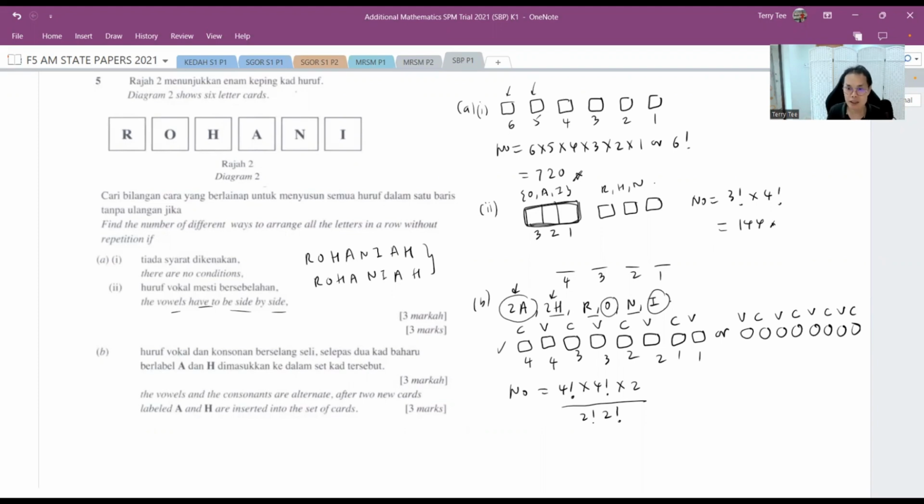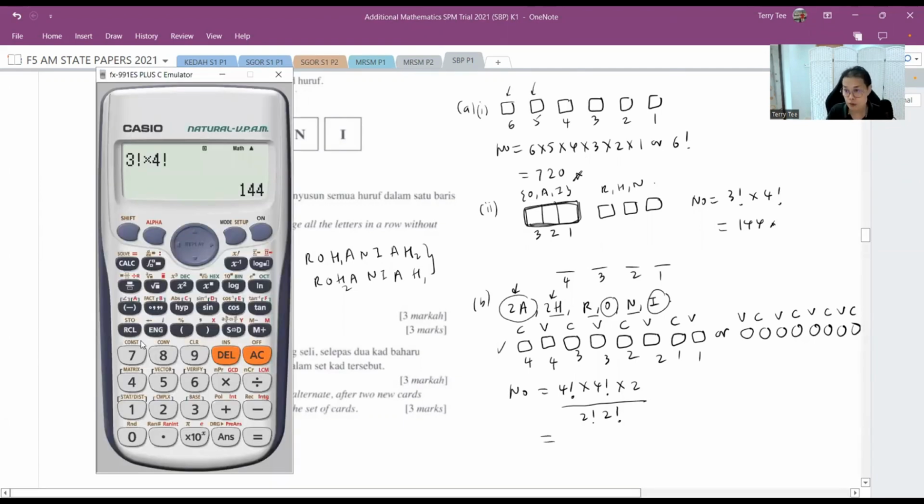That's why we're going to divide by 2 factorial to cancel out the number of identical arrangements for the 2 letter A. But we're going to do the same for the 2 letter H. This is H1, H2. This is H2, H1. They appear to be different, but when you take out the subscript, they appear to be the same. All right, so what we need to do is just to divide by 2 factorial twice.